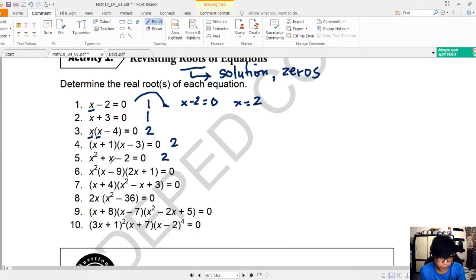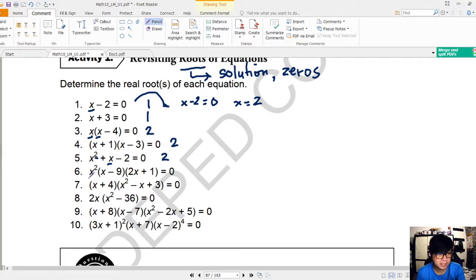Don't be confused. Sir, bakit 2 lang? May isa pa namang x dito. Now, in determining the number of roots, pag hindi siya na factored form, ang gagawin natin, you identify the degree of the polynomial. When we say degree, ano yung highest exponent? So, yung highest exponent natin dito is 2. So, there are 2 roots. Pag hindi siya na factored form, ha?